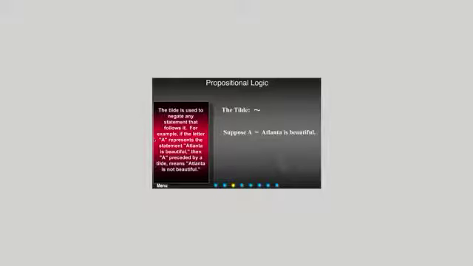For example, if the letter A represents Atlanta is beautiful, then not A means, of course, that Atlanta is not beautiful. Where this gets confusing is that you might have this as a proposition, and then somebody puts a not, and then all that means is Atlanta is not beautiful. I actually don't think it is a very beautiful place, but that's up to you.